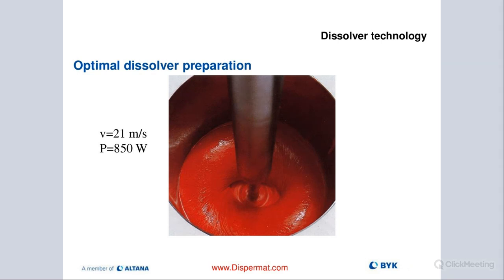So if we have an optimized dissolver batch, as we like to call it, we want to see that donut. In this case, we're running at 21 meters per second, and we are putting in about 850 watts of energy, so that we know, okay, this looks pretty good. We run this probably between 15 to 30 minutes. That's usually a good time frame for pre-dispersing our slurry before we would move over to a media mill.